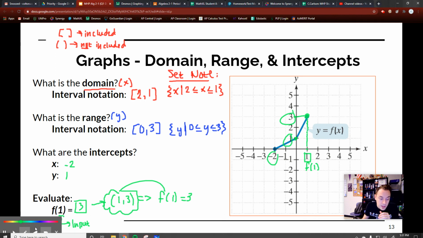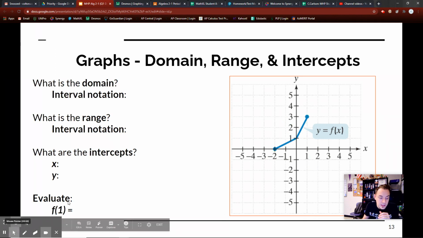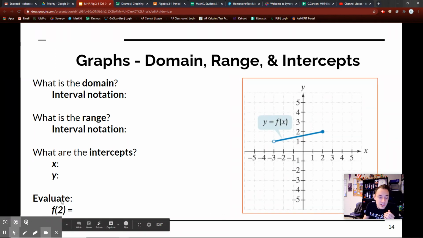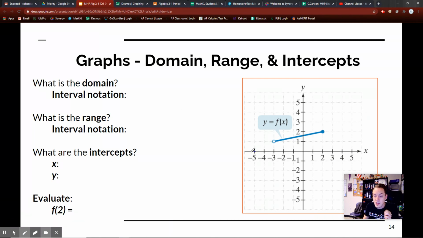So let's erase and go to the next one. Same exact stuff, different evaluation, a little bit easier graph. So let's go to town. What is my domain in interval notation? Left to right, where does it start existing? It starts existing on my x-axis right here at -3. Is that closed or open? It is open, so I'm going to write a parenthesis, -3.